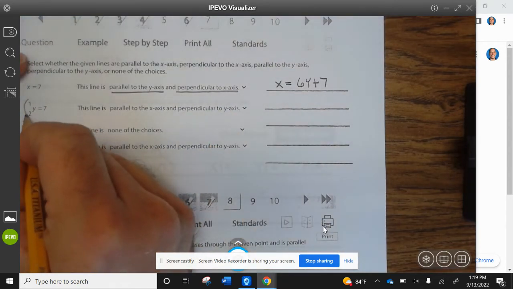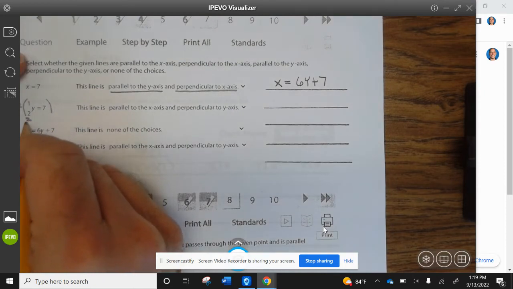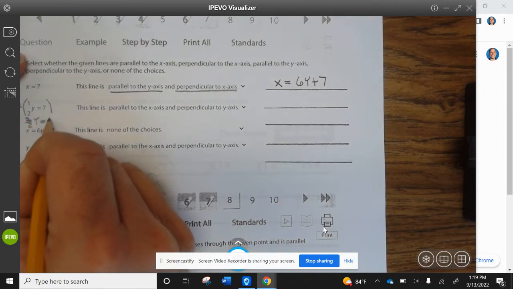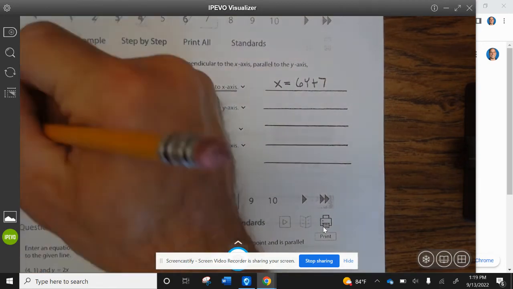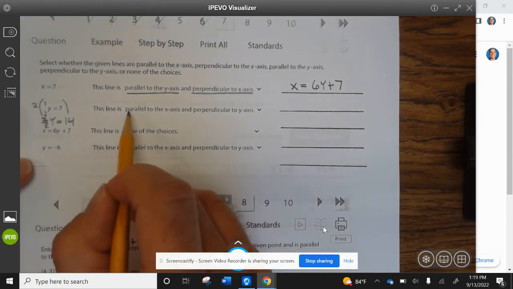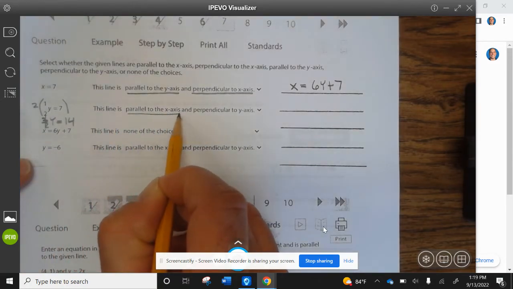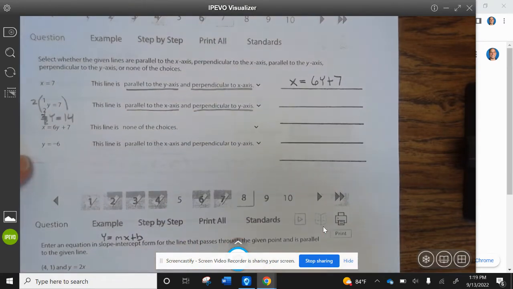Now, here we need to multiply both sides by 2. So that becomes 2 divided by 2 y equals 14. Well, 2 divided by 2 is 1, so you're left with y equals 14. So when you're left with y equals, and no x, the line is parallel to the x-axis and perpendicular to the y-axis.